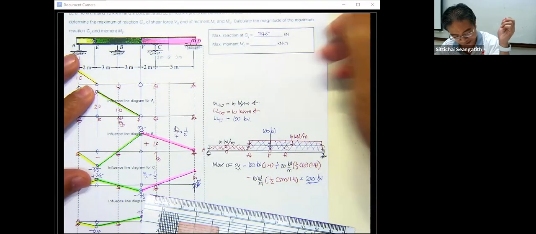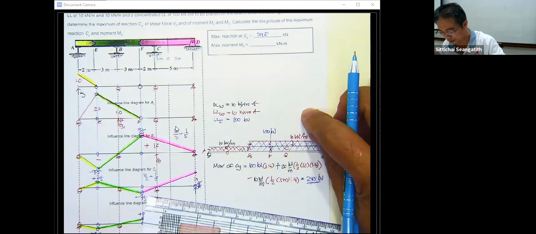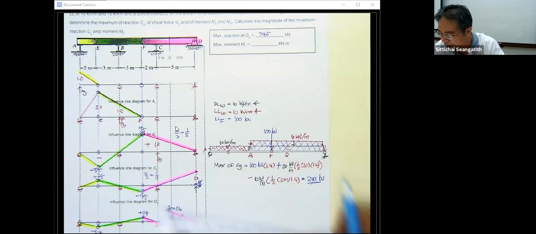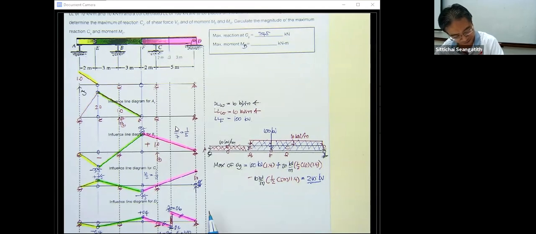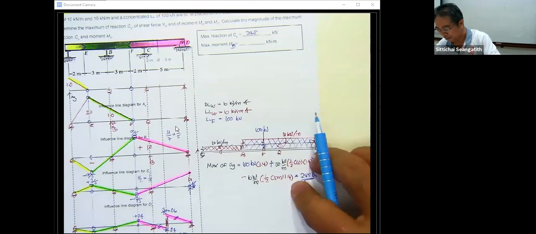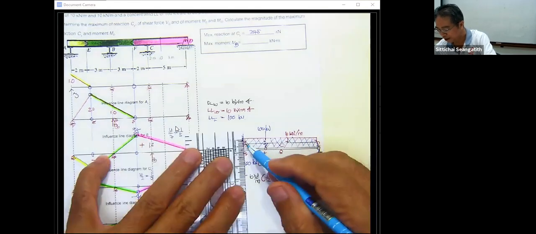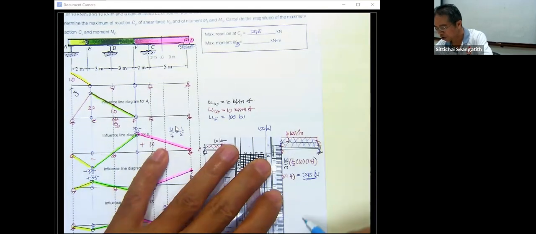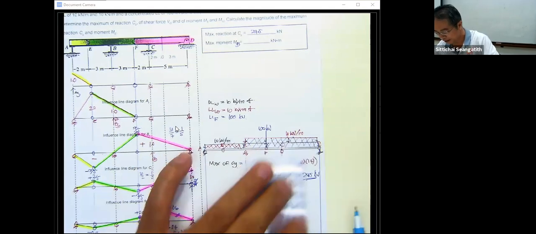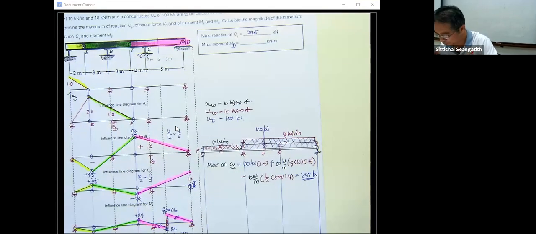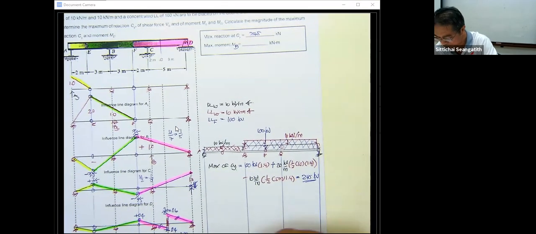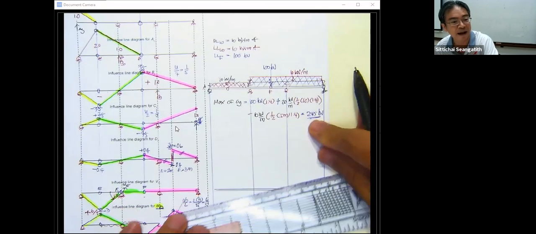The M sub e. M sub e is what? No, M sub b. M sub b. This is wrong. M sub b is here. M sub b is here, right? Okay. By doing this, just project everything to be here. So our beam is going to be this way. Just put them together. And then now we have the influence only in the negative area.